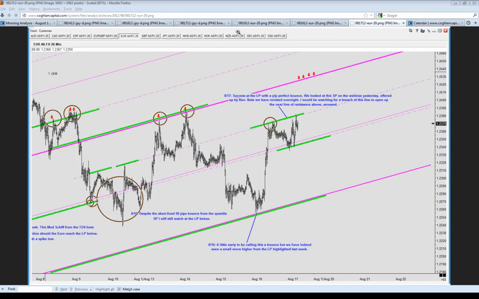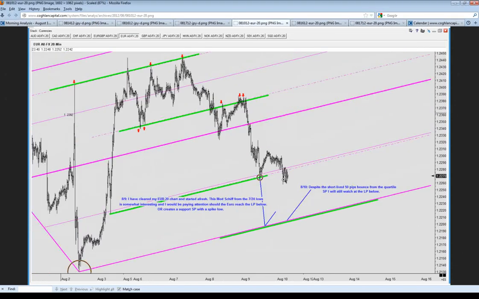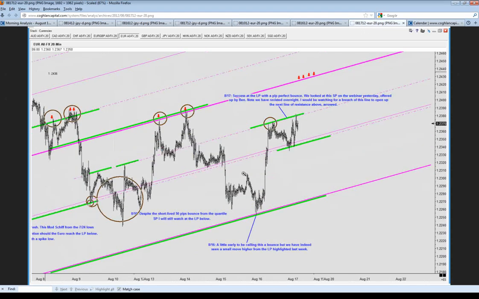So again, going back, this is a scenario where we were looking for a bounce from this particular line, and it took about 6 or 7 days to come to fruition, and here it is. We drive into the lower parallel and bounce for about a 120 pip move to the upside.